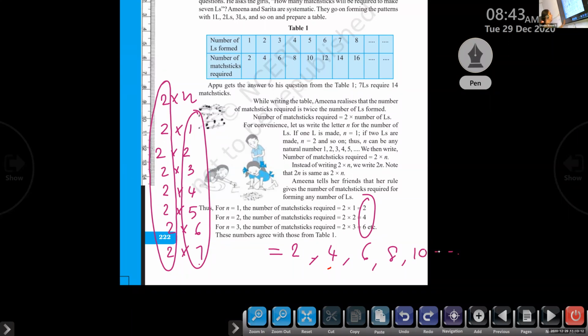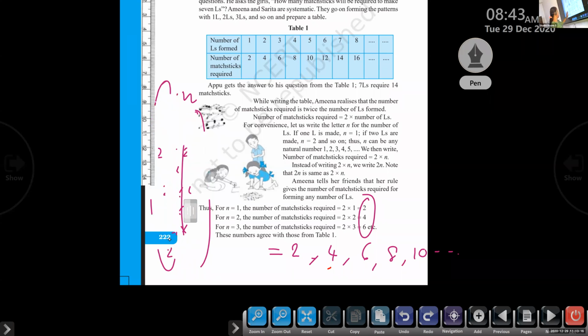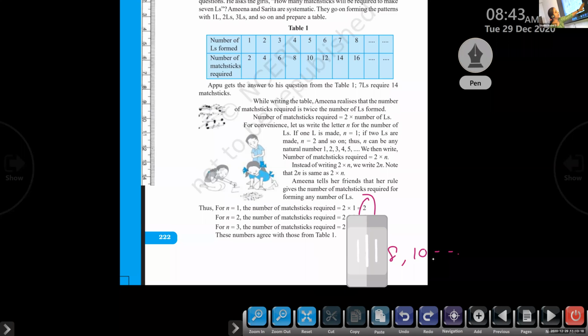Children, did you understand? Yes, ma'am. So that 2's value will not change. Will not change means it is a constant. It will not change.